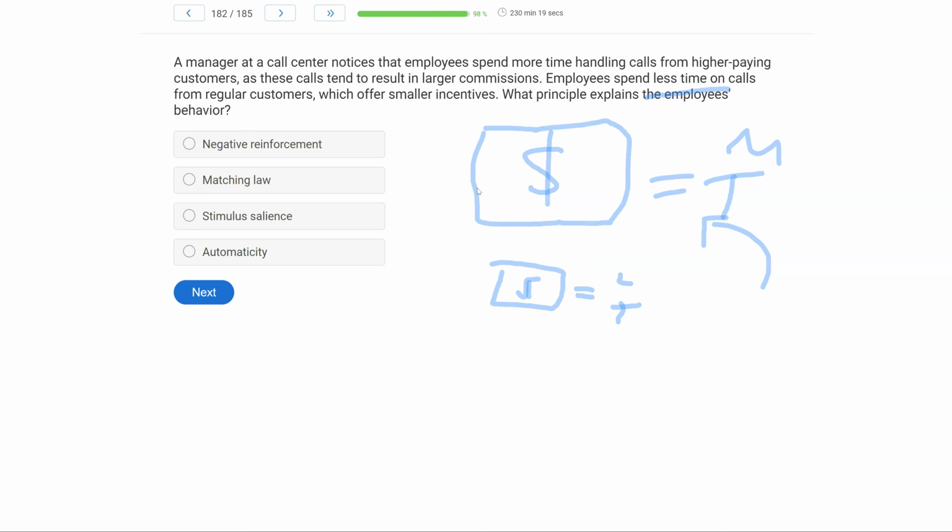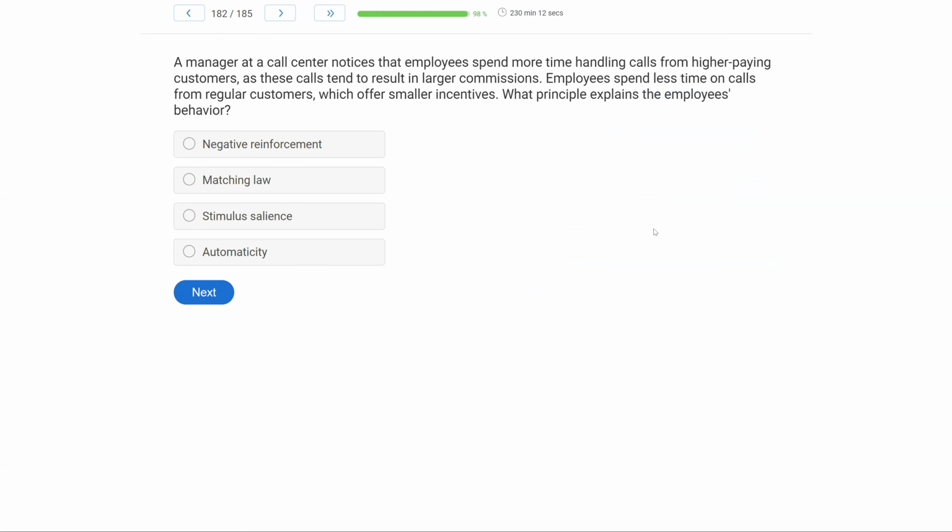A, negative reinforcement. Well, if anything, they're being positively reinforced from the commission, not negatively reinforced. Nothing is being removed as a consequence. B, matching law. Yeah, matching law might help explain this phenomenon where behavior goes to where reinforcement is. If more reinforcement is available for the higher paying customers, then behavior might tend to shift that way.